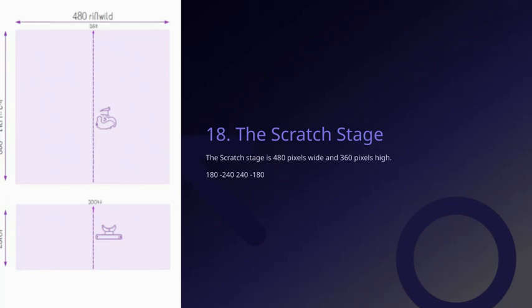All right, let's talk about the Scratch stage. The stage is the main area where your projects come to life, and it's exactly 480 pixels wide and 360 pixels high. Think of it as the stage in a theater. This is where all the action happens. When you're designing your projects, this size gives you a good sense of the space you're working with.